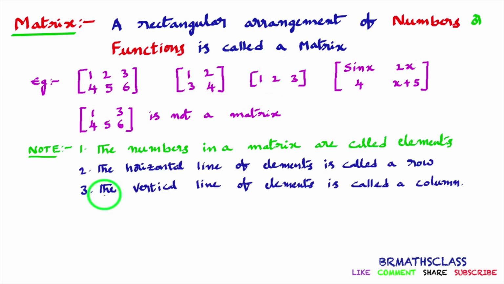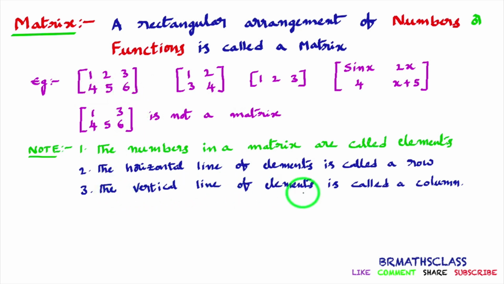1, 2, 3. Now, we will learn what is a row and what is a column in a matrix. The horizontal line of elements is called a row. You observe here. This is one row. Please observe this. This is a row. 1, 2, 3. This is known as the first row. What is the second row? The second row is 4, 5, 6. The horizontal line of elements is called a row. This is known as the first row. This is known as the second row. And what is a column?